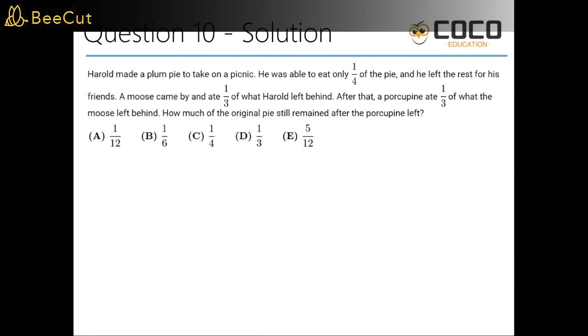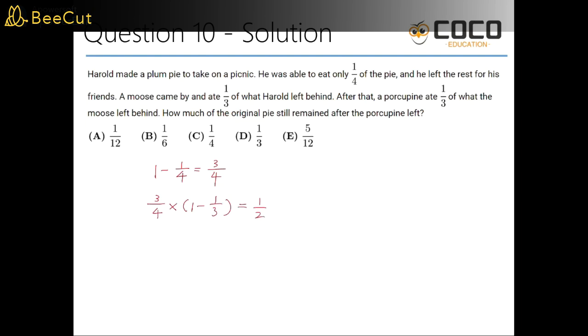For question 10, the first person was able to eat a quarter of the pie. So 1 minus 1/4, we have 3/4 left. Second person came by and ate 1/3 of what's left. So finish 1/3 means we have 2/3 left. So at first it was 3/4 of total times 1 minus 1/3. So you have 2/3 left. 2/3 of 3/4. So this is half of total.